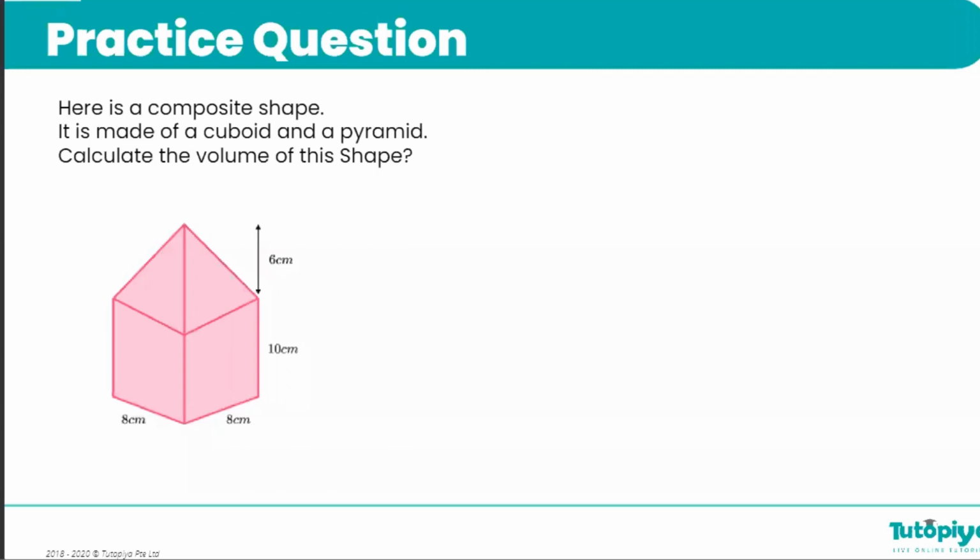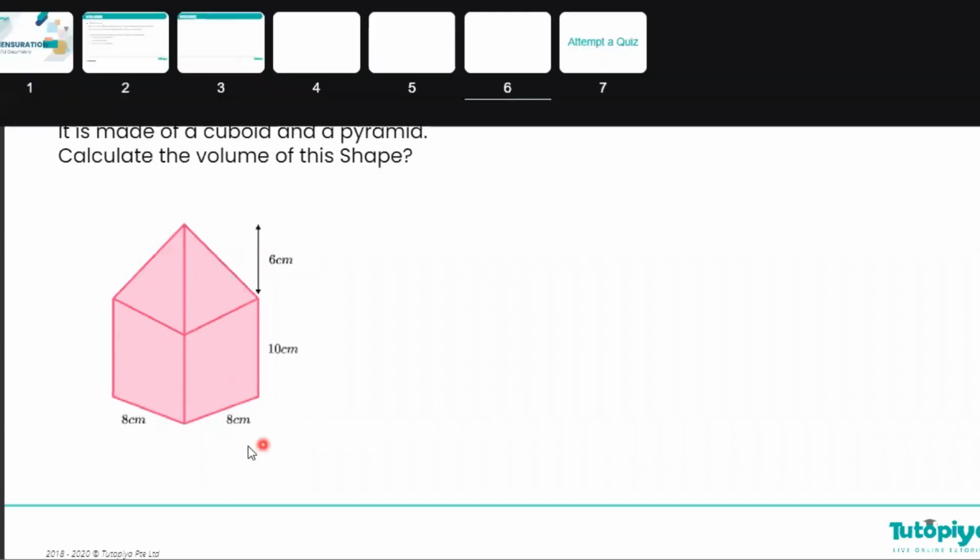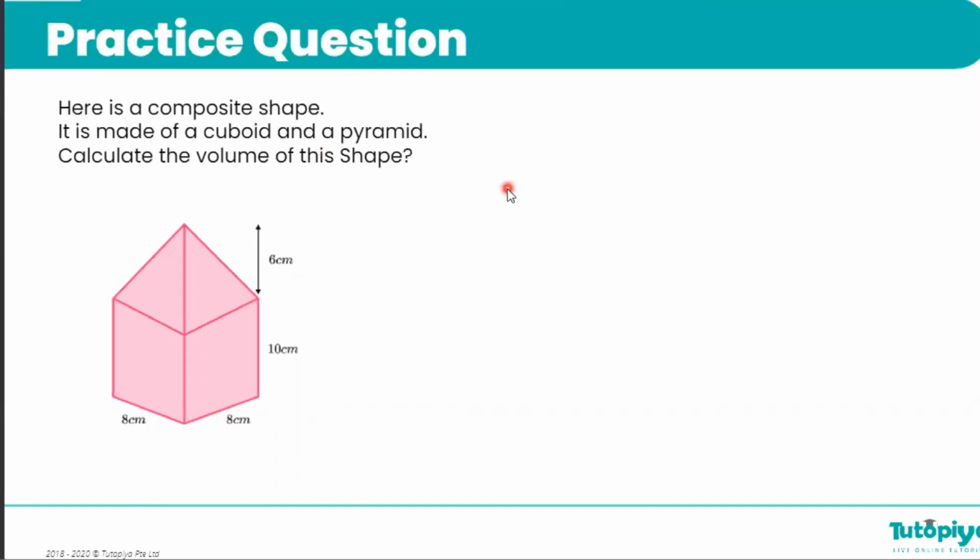So to begin with, let's go ahead and calculate the volume of the cuboid first. Then let's calculate the volume of this pyramid to work out the total volume of this entire shape. So when we want to find the volume of the cuboid, I'm just going to say V. What we need to do is work out the cross-sectional area and then times that by the height of the cuboid that we have.